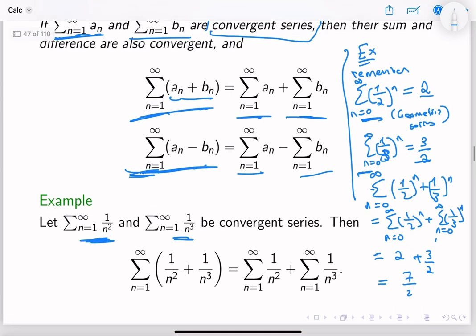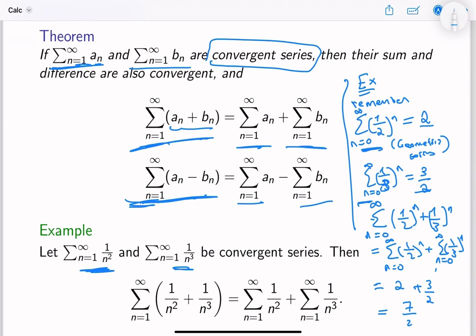So this is how you sum series. How do you sum two series that are convergent? You sum them element wise. Okay, this is important for you to keep in mind.